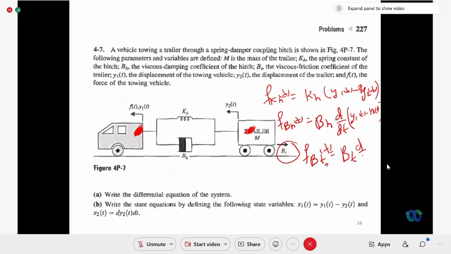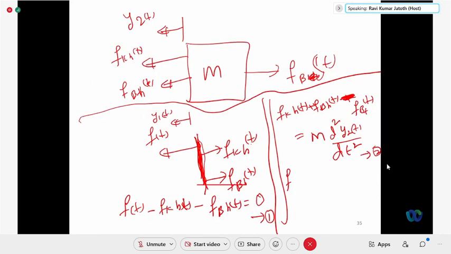B of t. So just y2 of t? Yes, only y2 of t. Any other force we need to write here? No, sir. That's it. Now somebody is asking a question. Tell me.